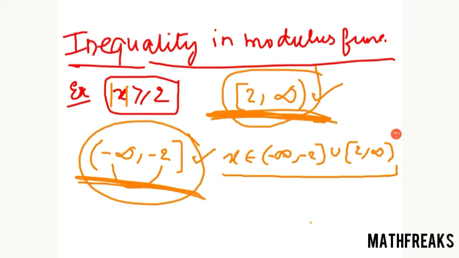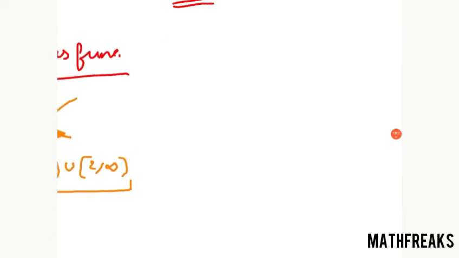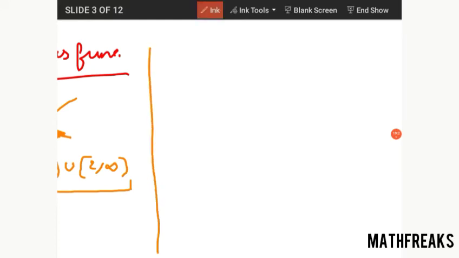Now if I reverse this, and ask you to find the range, you guys do it: find the range of mod of x less than or equal to, say, 3. I'm talking about less than. Try to find this.